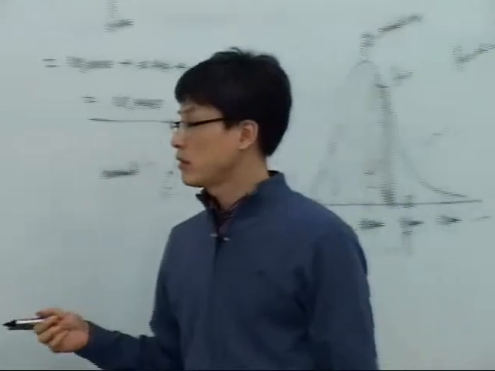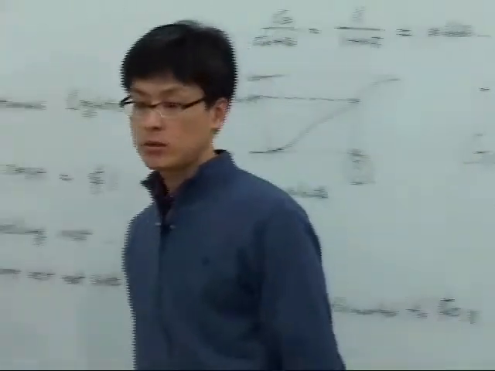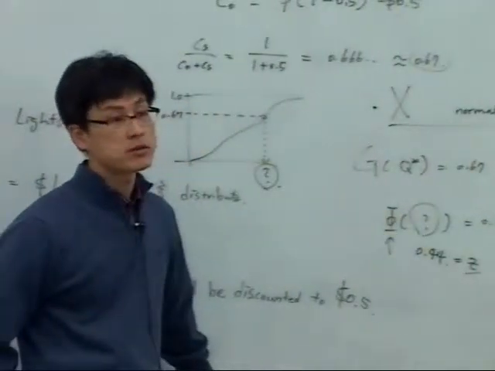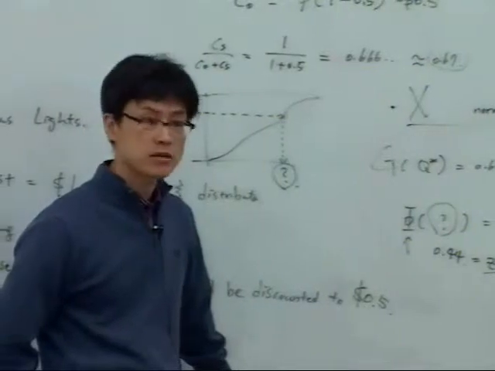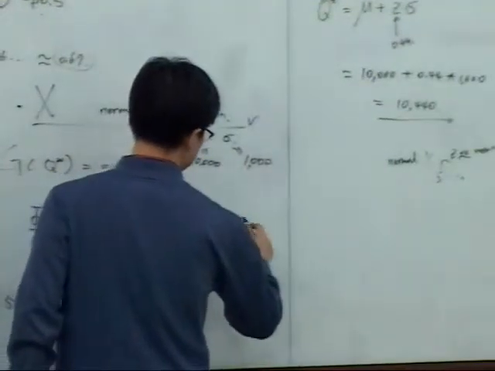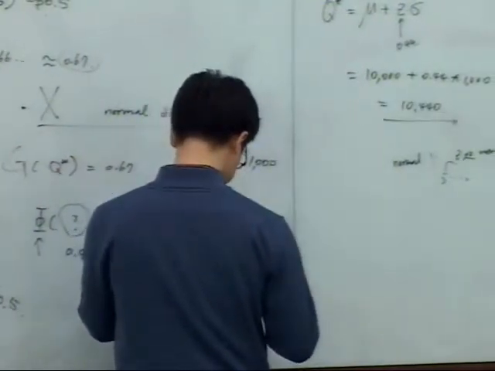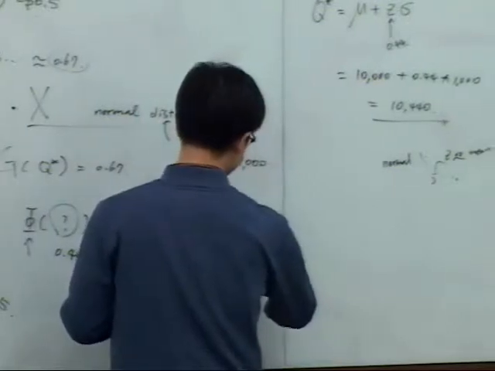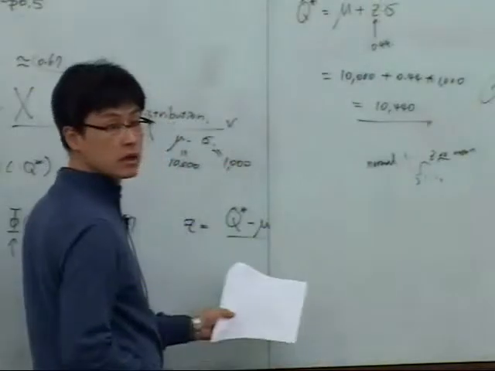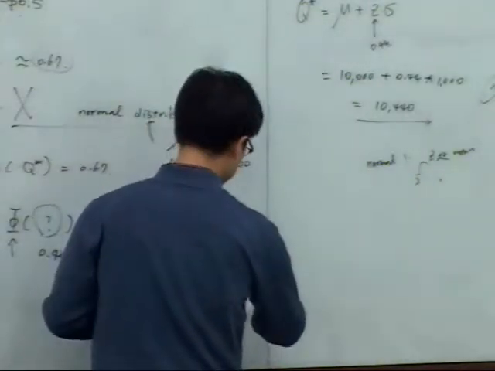But I think this sign may confuse you, but this is nothing more than just a normalized normal distribution. G is actually your normal distribution variable, which is Q minus the mean value divided by the standard deviation.